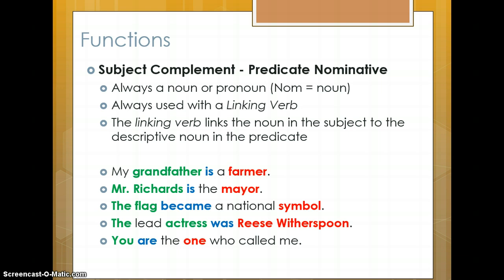So, what you see here in front of you in these example sentences, what you see in green, grandfather, Mr. Richards, the flag, etc., that's the subject of the sentence. What you see in blue, that's the linking verb. Those linking verbs make them really easy to spot. What you see in red, that's the predicate nominative. You should notice that all of them are nouns. They are describing what you see in the subject. They are linked to what you see in the subject, but they're nouns. They're not adjectives.